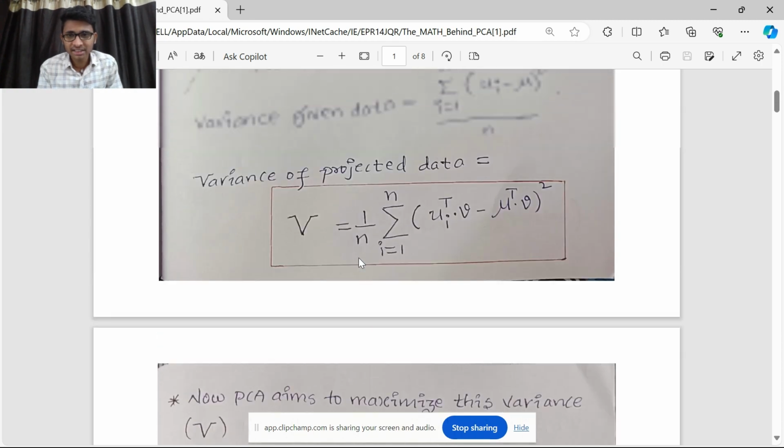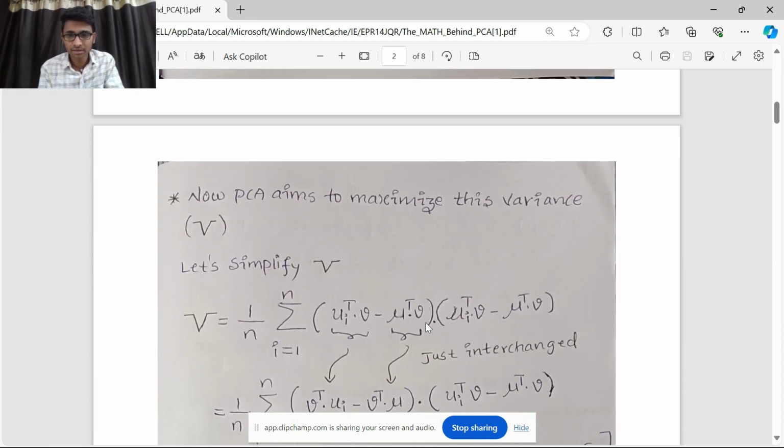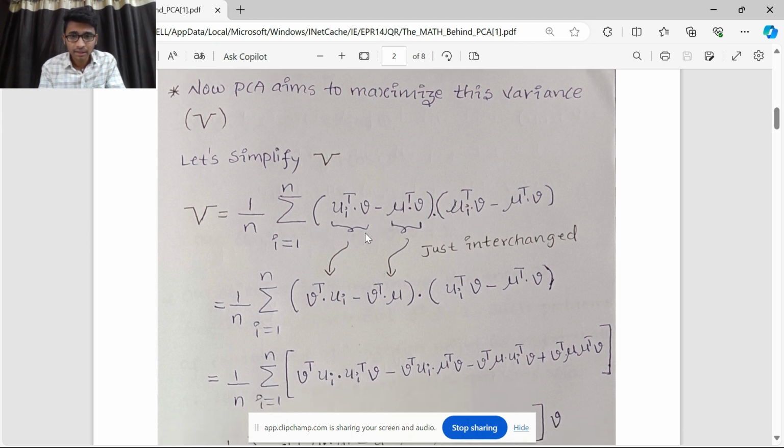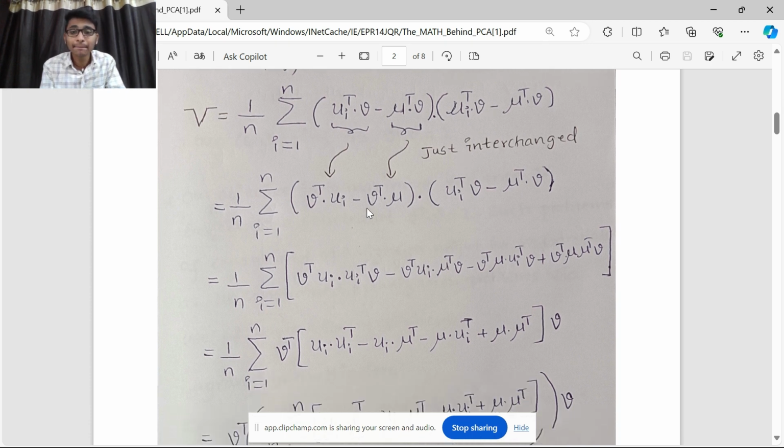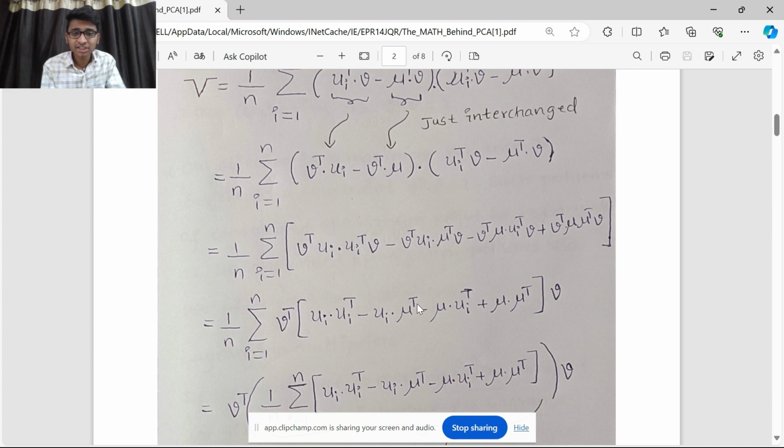Now let's simplify it. See, I just wrote the square as two parts here, and I just exchanged this, because we can exchange in a dot product, right? I just wrote V transpose ui for the matrix multiplication to do the dot product. And also exchange this term, and I wrote this term down at the bottom. I just multiplied each and every term. This is the first term, second term, third term, and I just took V transpose common on the left side and V on the right side.